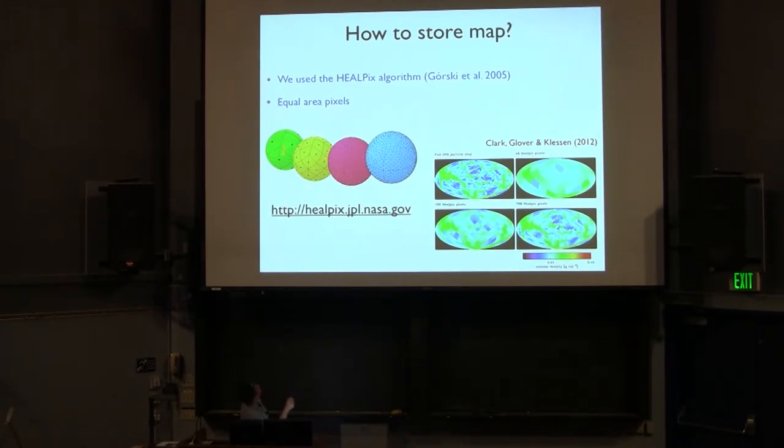Okay, and so the base grid here is 12 pixels. Then you can split each side into two, and that gives you 48 pixels. Then you can split each side again into two. So it's controlled by this Nside, and the number of pixels goes as 12 times Nside squared. So you go from 48 pixels to 192 to 768. The one bad thing is that the number of pixels jumps up very rapidly.